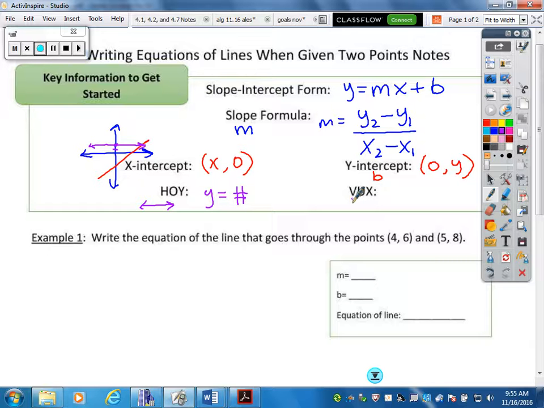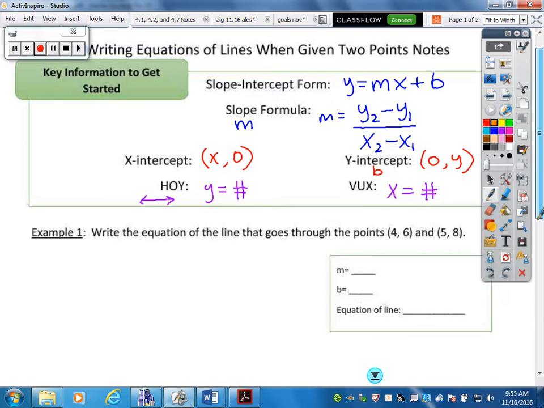VUX stands for vertical, undefined slope going through the x-axis. It's in the form x equals some number, where the number is whatever it's going through on the x-axis. So if it's x equals -1, it would be a vertical line going through the x-axis at -1. Okay, so just a reminder on those terms. We're going to use those today.